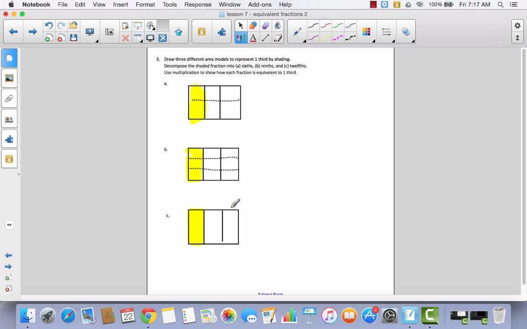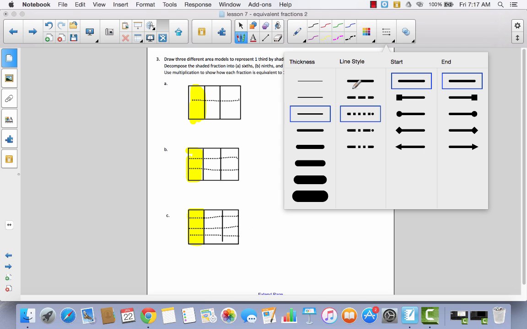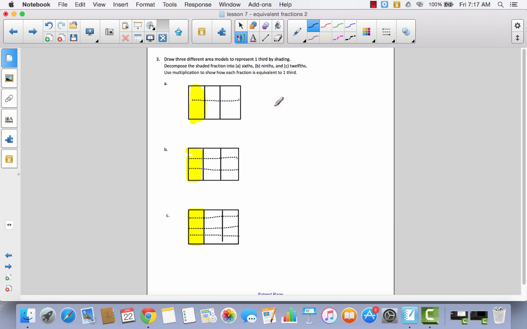And then 12ths, how many parts do you think that would be? Let's see if you and I agree. 4 parts, right? Okay, now let's see what it wants us to do next. Then it says use multiplication to show how each fraction is equivalent to 1/3.